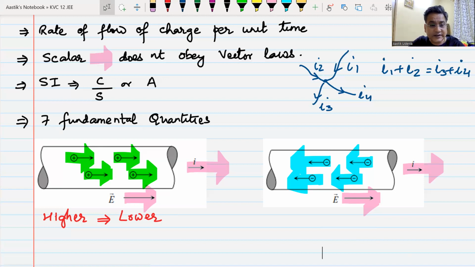So that is taken as the direction of current. Do we understand this? Yes or no? Yes, sir. Everyone understands this? Yes or no? Yes, sir.